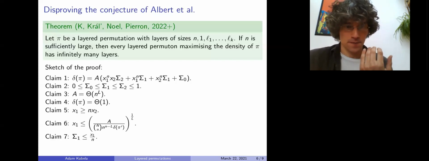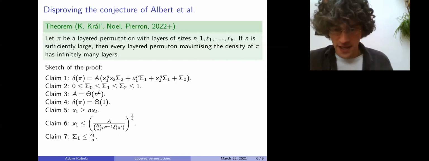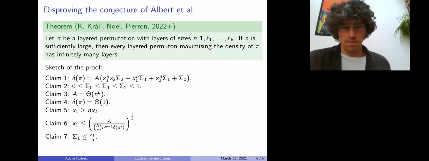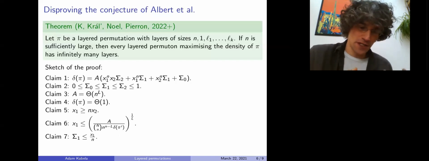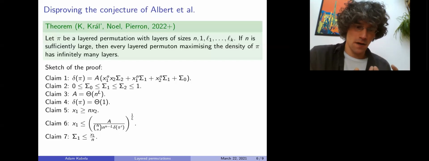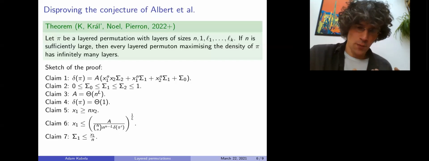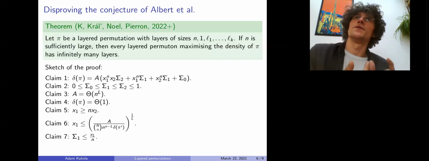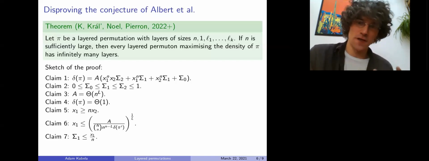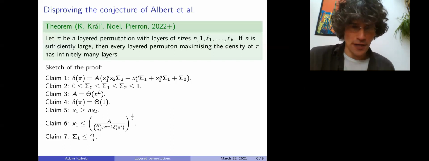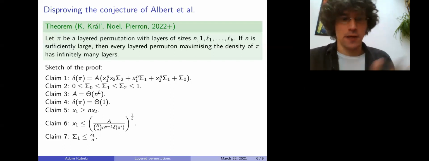Last step, once again, we think of the considered maximizer and we tweak it a little bit. The last tweak would be that we merge the first and second layer of the maximizer. Again, we do this idea, all right, so by tweaking the permutation, the density should not increase. Here the tweak is merging the first and second layer. The density should not increase, and we obtain an inequality like this.